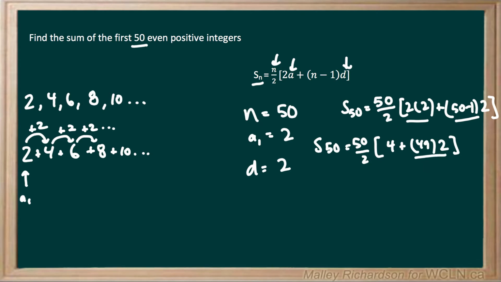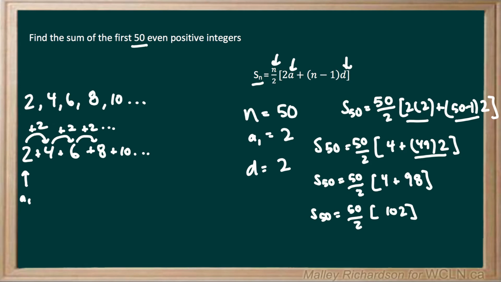And next we want to do 49 times 2, which gives us 98. And then we want to finish off inside our brackets, so we get S of 50 equals 50 over 2 times [4 plus 98, which is 102]. And we know that 50 divided by 2 is 25, so we can write S of 50 equals 25 times 102.